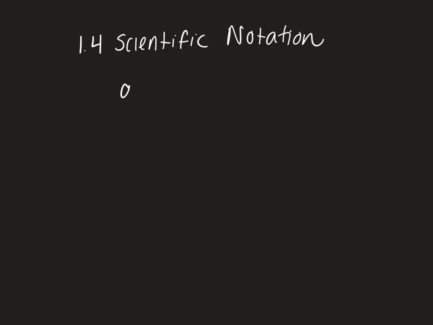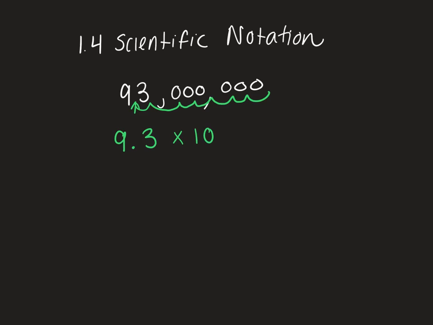So let's say we have 93 million, right? So to write that in scientific notation, you're going to write 9.3, right? Decimal always has to be after your first non-zero digit. And then you count over how many spaces that is. So you've got 1, 2, 3, 4, 5, 6, 7. So then it's times 10. That's always a 10, and then to the 7th power.